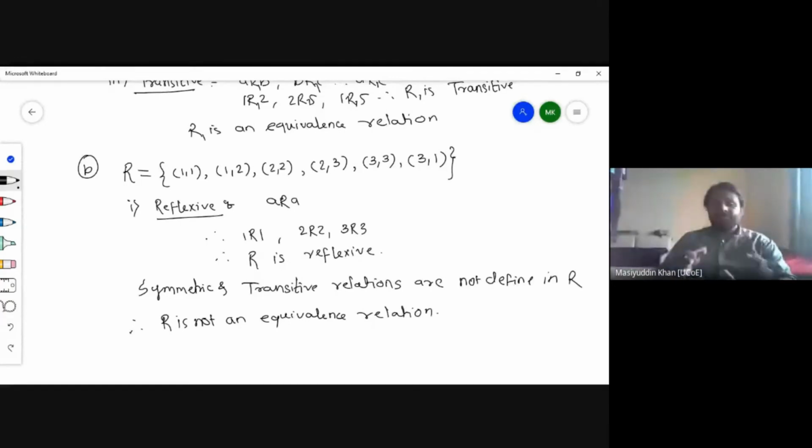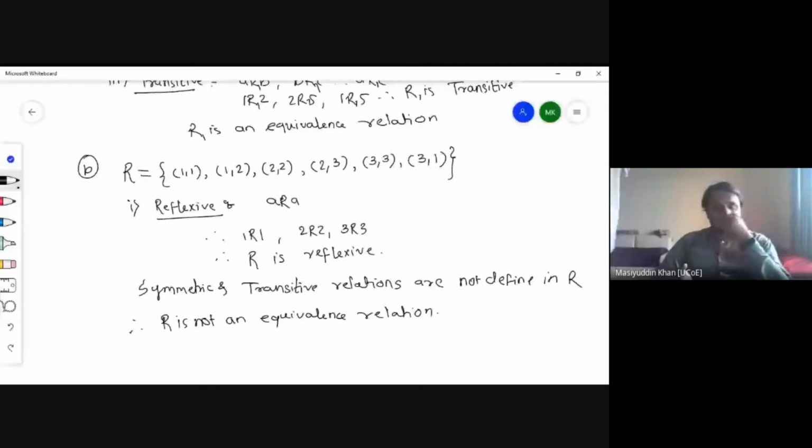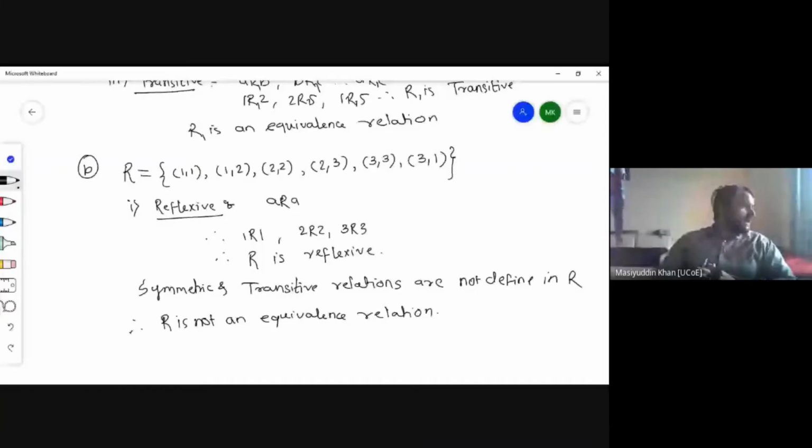Here you only have to learn how to draw a diagram and how to define a relation by using a diagram. The most important topic from this chapter is the equivalence relation, because if you understand what is an equivalence relation, definitely you will understand what is reflexive, what is symmetric, and what is transitive. Because the three relations are covered in that topic only.